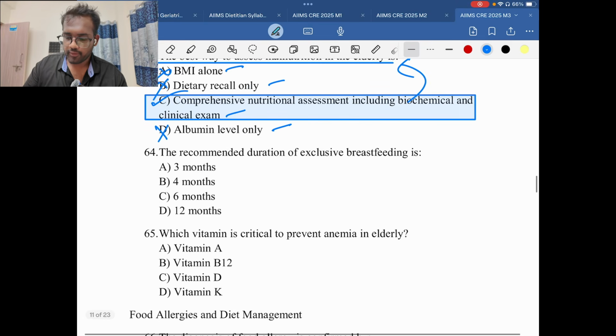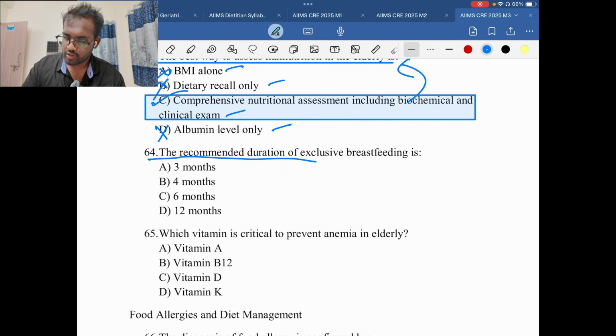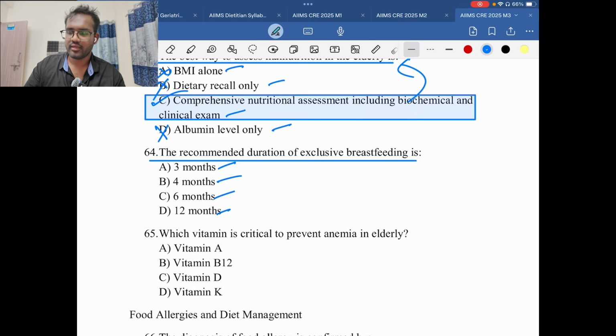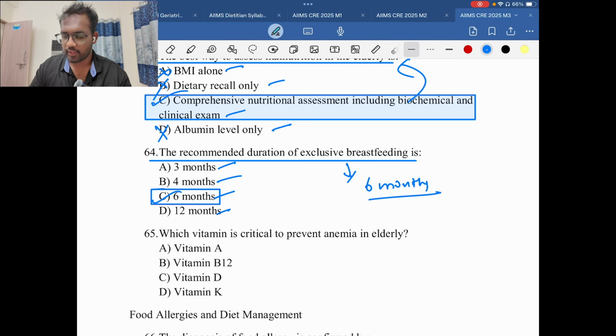Question number 64. The recommended duration of exclusive breastfeeding is 6 months, 4 months, 3 months, 12 months. I have recently also explained in the part 1, part 2 series, exclusive breastfeeding should be given for 6 months. So the answer will be C, 6 months. In this 6 month time period, the infant doesn't need any other nutrients apart from mother's milk. It is very, very important.